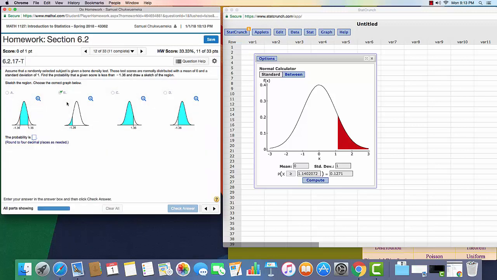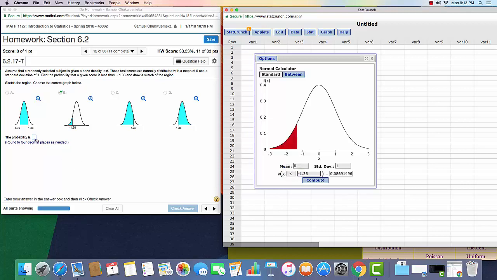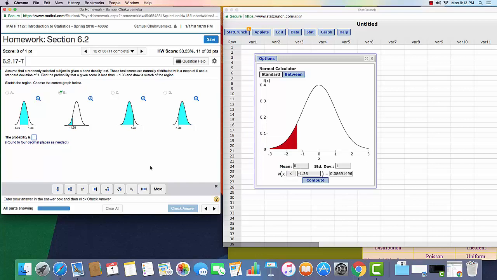Okay, and then what's the probability? We can just do it here. Left, we need the z-score is negative 1.36, and we need less than. Okay, so the probability is 0.0869.